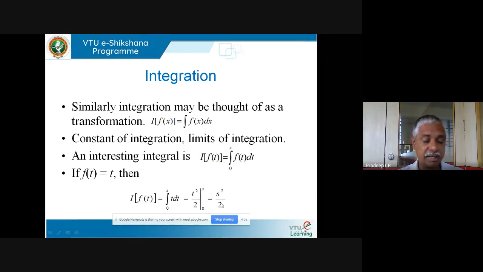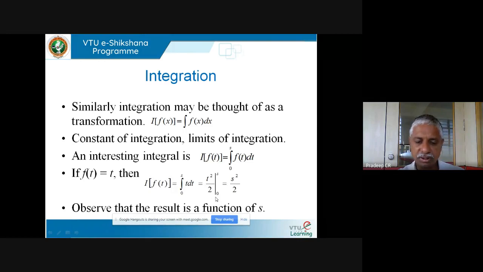Please observe very carefully that t and s are not related. I never told you any relation between s and t. Please keep this in mind. What I want to emphasize is, when the input is a function in t, the output is a function in s. I is to be thought of as something which changes a function to give another function. Think over these lines. So that's what I have written here. Observe that the result is a function of s.